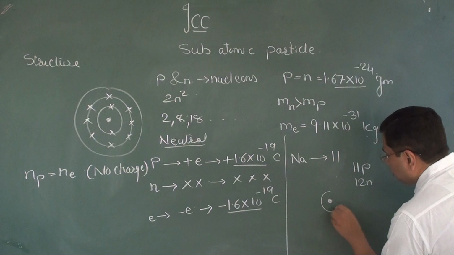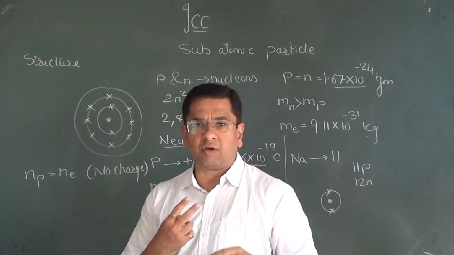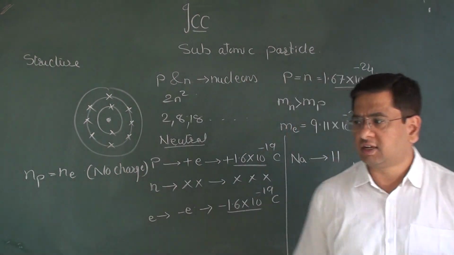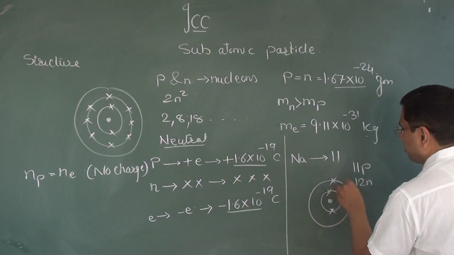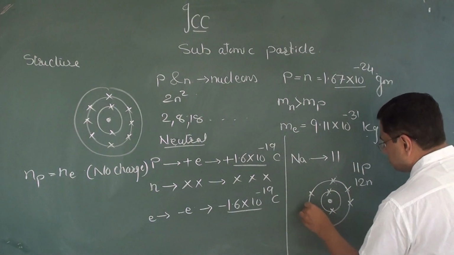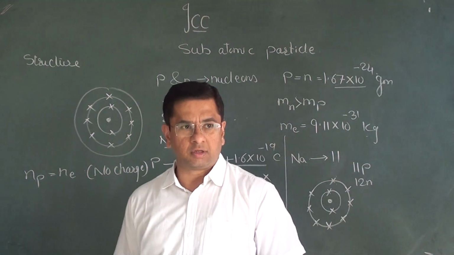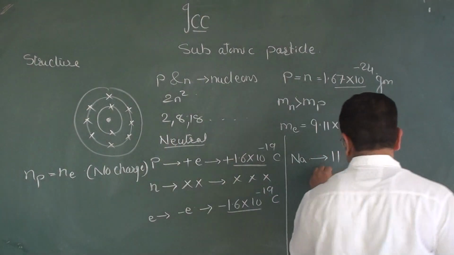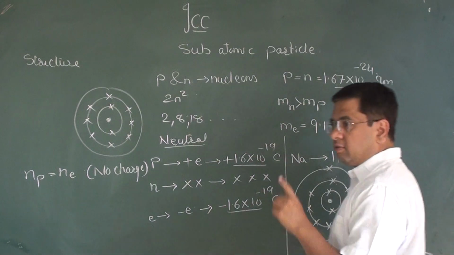The first orbit of sodium will have a couple of electrons. In the first orbit of sodium, there will be 2 electrons. That is the innermost orbit. The second orbit, as you can see, will have 8 electrons. This is the second orbit. These are the inner orbit electrons, and in the last orbit of sodium, there will be only 1 electron.